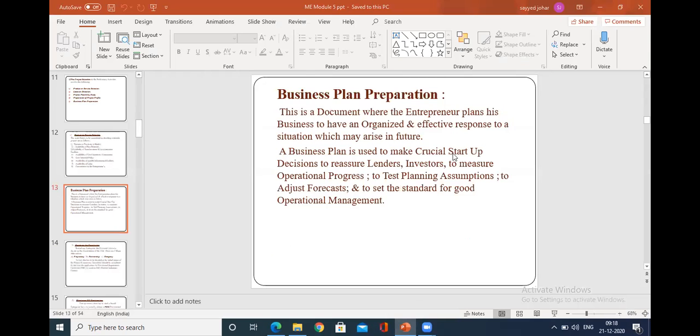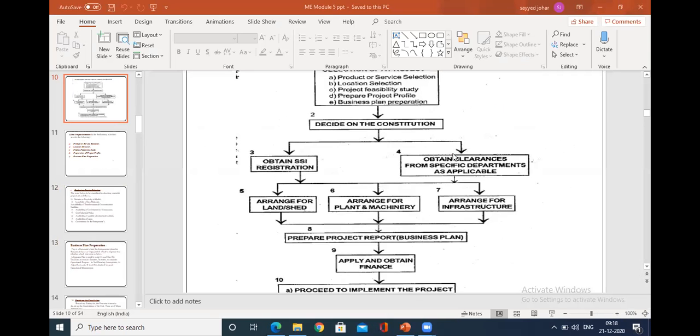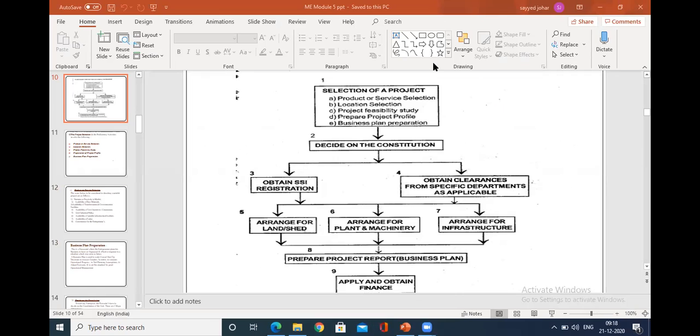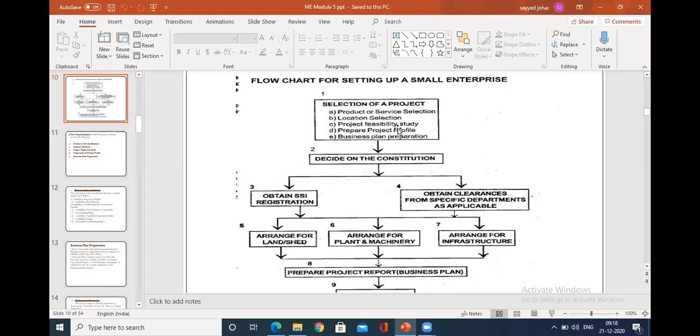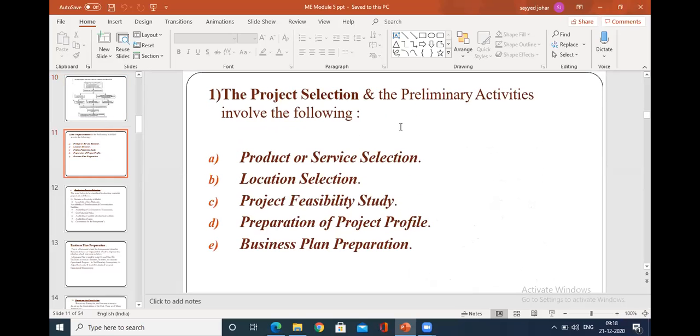So this was the diagram that I had shown you last class. These are the steps in order to start up a small or mini industry. Flowchart for setting up a small enterprise. The first step is the selection of a project. So in the case of selection of a project, let me go.